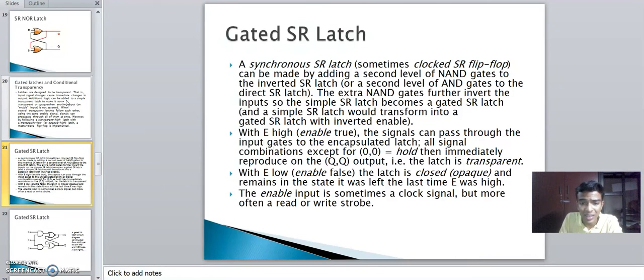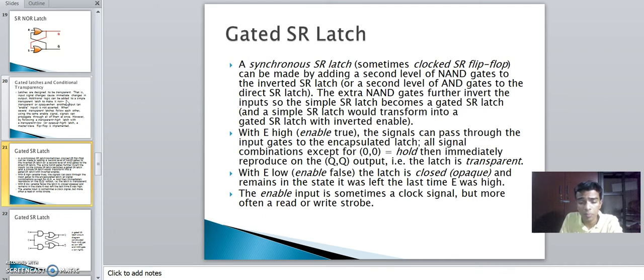With E high (enable true), the signals can pass through the input gates to the encapsulated latch. All signal combinations except for 0, 0 (hold) then immediately reproduce on the Q and Q-bar outputs. The latch is transparent. When E is low (enable false), the latch is closed or opaque and remains in the state it was left in the last time E was high.